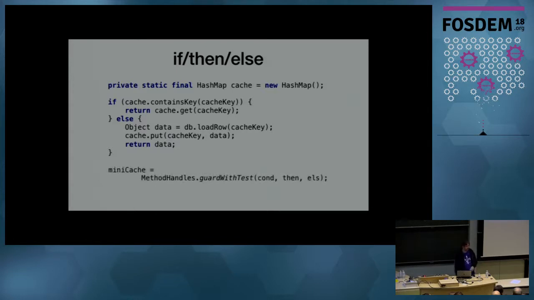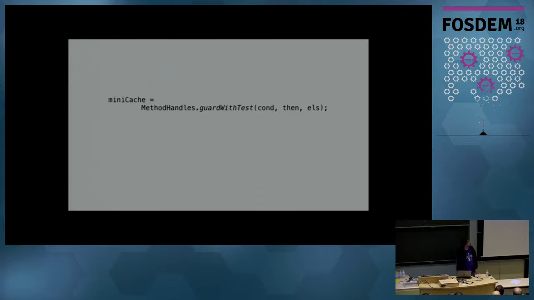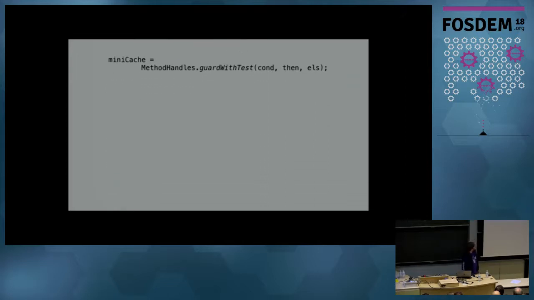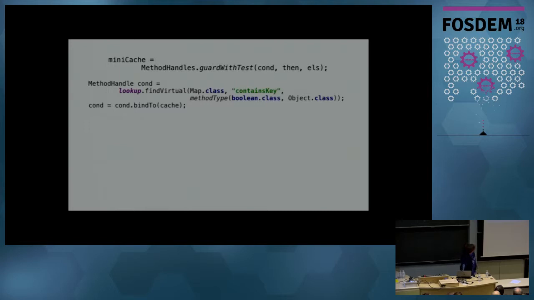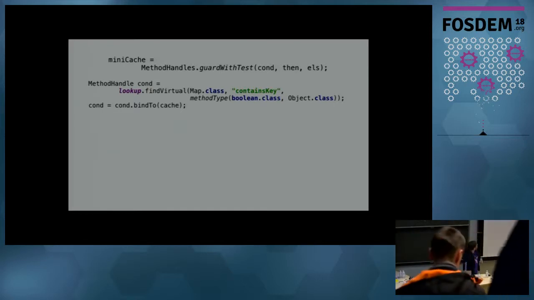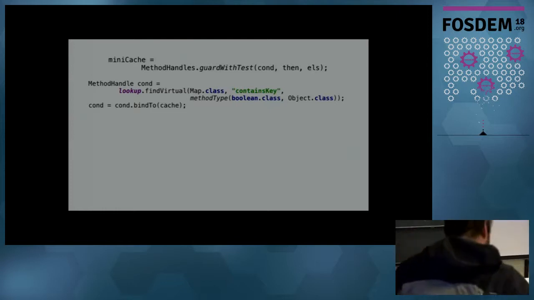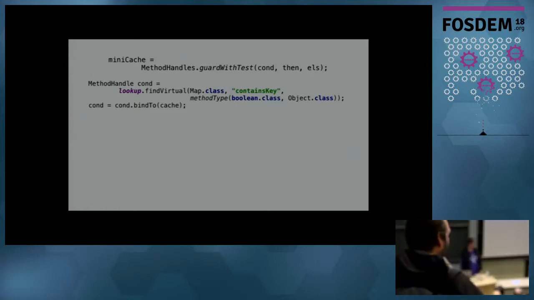The magic call that we do here in the method handle API is guard with test, which is essentially an if-then-else. So let's take that. We've got our condition, our then, and our else. So our condition in this case, we find virtual on map, the contains key method, which returns a Boolean and accepts an object. And then we're going to bind it to the cache. So that means that first argument, the argument where we actually have the physical cache object, is now taken care of for us. We don't have to pass that in like we would with reflection doing an invoke on an instance. So we bind that to the cache.